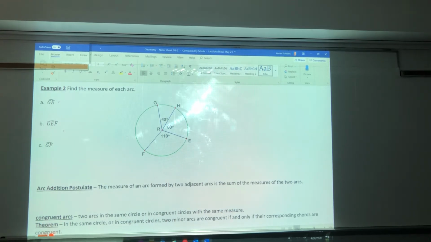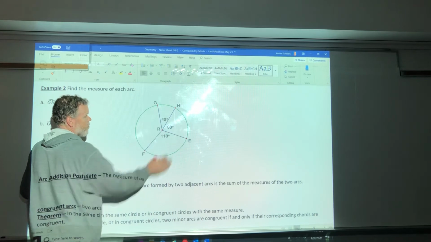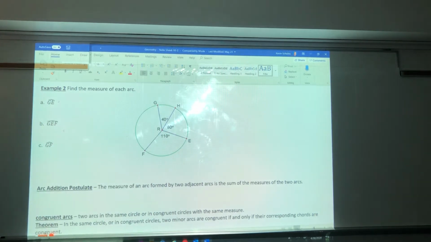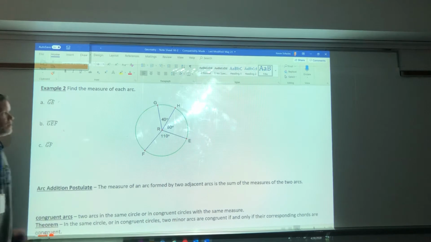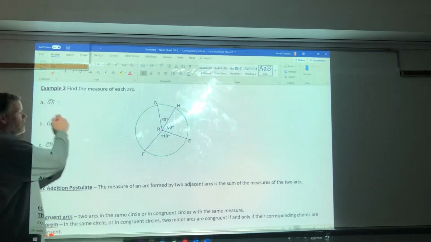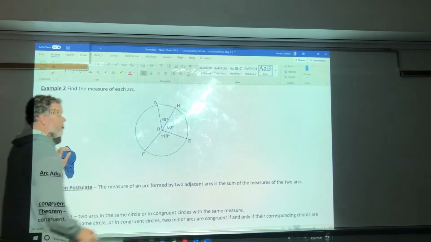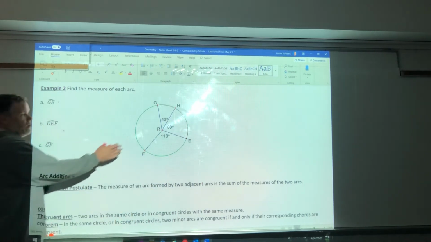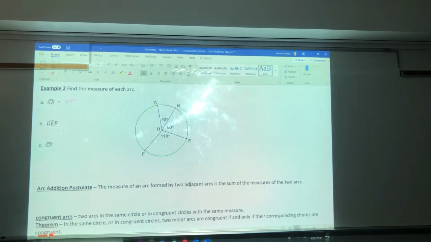The measure of arc GE. And all that's going to be is just right here, GE. Probably should call that arc GHE, but they're just going to call it arc GE. Usually if they just go with the 2 letters, it's going to be the smaller arc. It probably should be arc GHE, but they're talking here about this arc right here, okay? And that's just going to be your 80 plus your 40. So that's going to be 120 degrees for that arc, GE, okay?